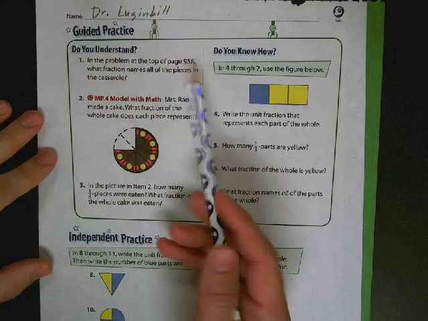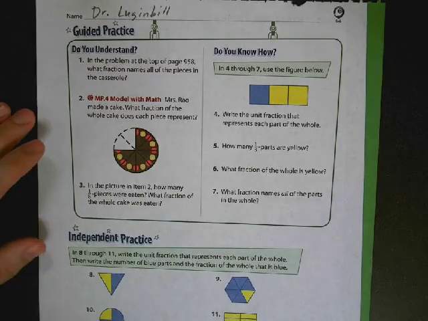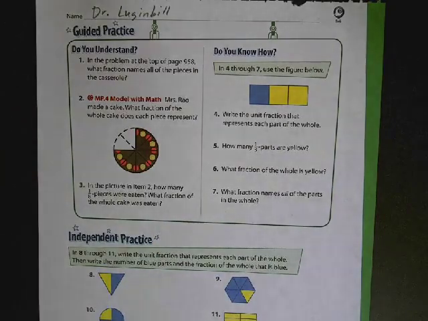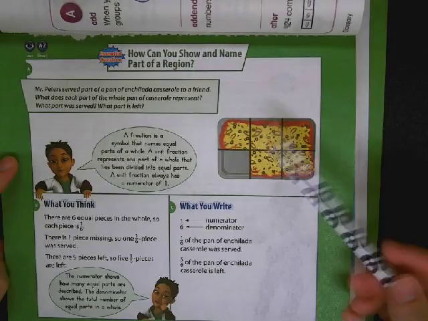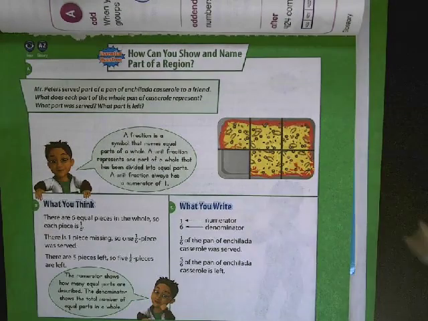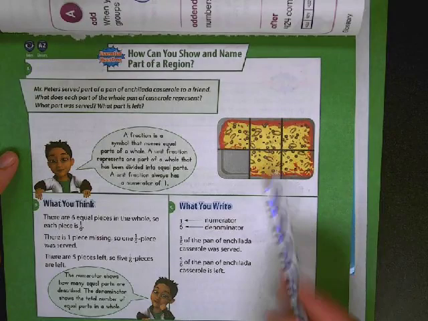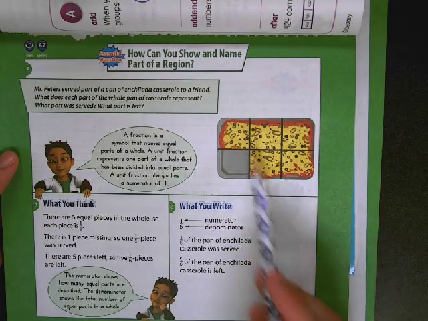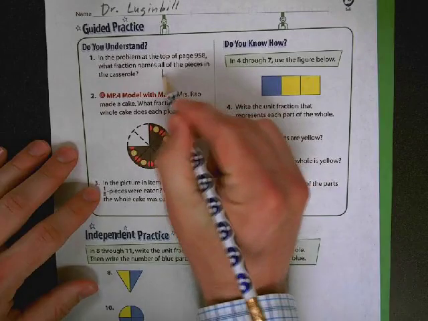And the problem at the top of the page, 958. Pause the video if you don't have 958. 958 is back in your journal. I will pull it up. What fraction names all the pieces in the casserole? Well, here's the casserole. What fraction names it? If you don't want to pause the video and you just want to look at mine, look at it. What fraction names all the pieces? 1, 2, 3, 4, 5, 6. There's 6 pieces. That means there are 1/6.